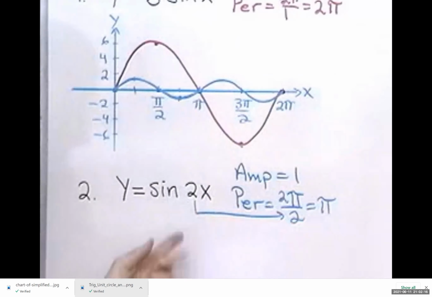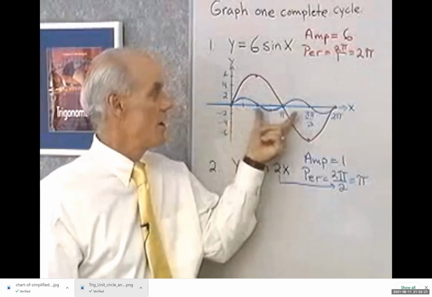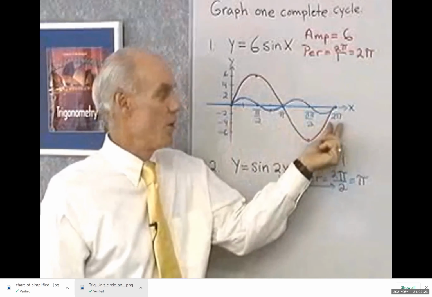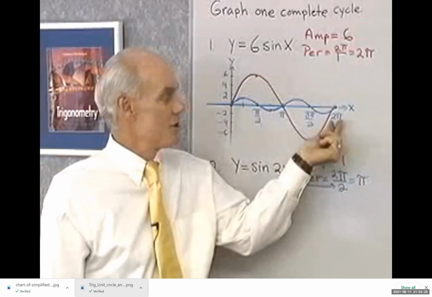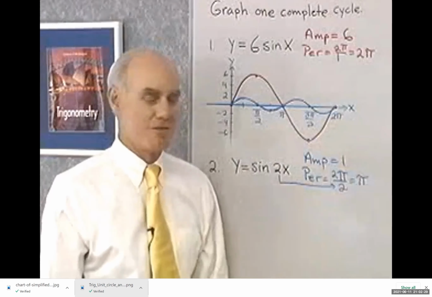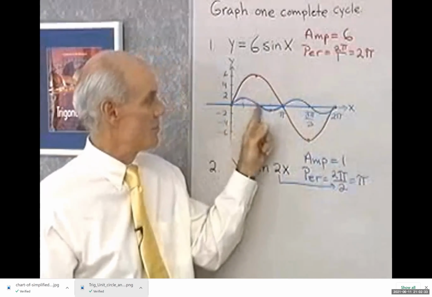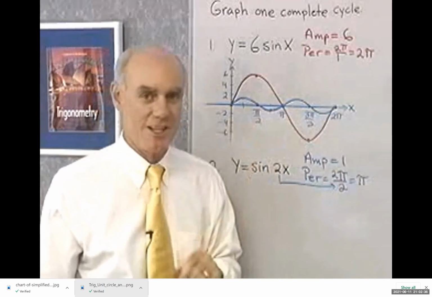What this coefficient 2 tells me is that this sine curve is going to go through 2 complete cycles in what was one period of 2 pi. So if I take the old period 2 pi and divide by 2, I get the new period for this function. 2 pi divided by 2 is pi, and you can see that that graph goes through one complete cycle in pi units on the x-axis.